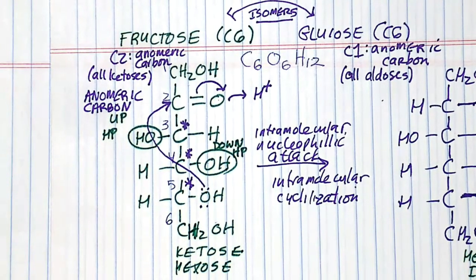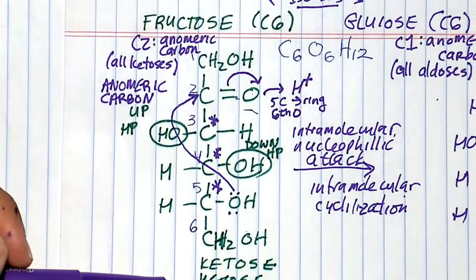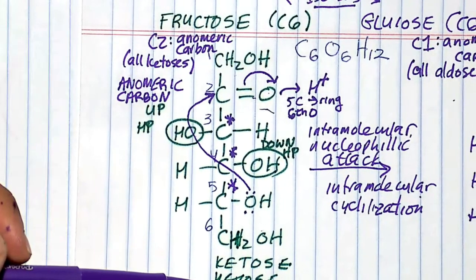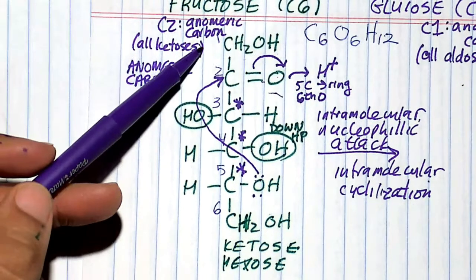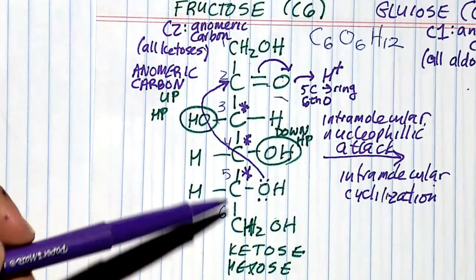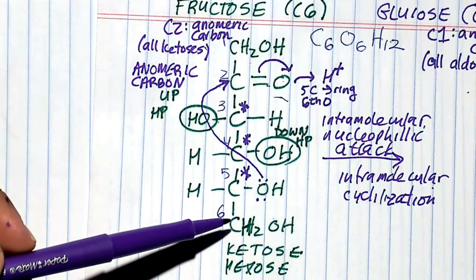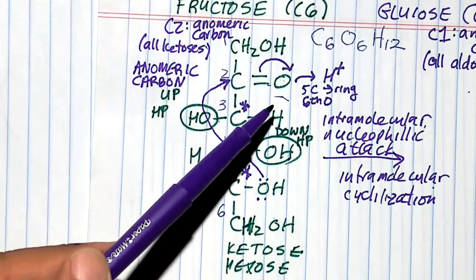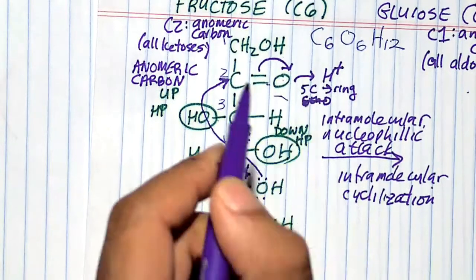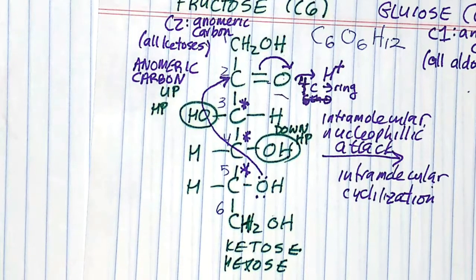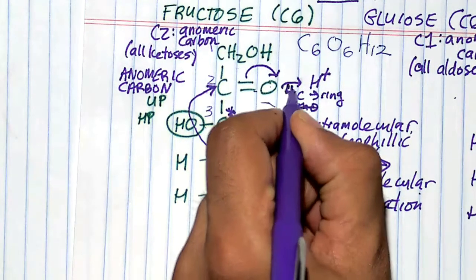So what will this look like in the Haworth projection? Our Fischer projection goes into the much more adaptable and much more used in the literature, the Haworth projection. So let's take a look at this again. We have a CH2OH, that's not chiral. This is the anomeric carbon. This is chiral, this is chiral, this is chiral, this is not chiral. So what is going to make up our ring? Our ring is going to be made up of carbon 2, 3, 4, and 5, but then that oxygen is also going to get in there. So we actually have a 4-carbon ring, and that 5th atom is going to be an oxygen. Okay, so 4 carbons and an oxygen.